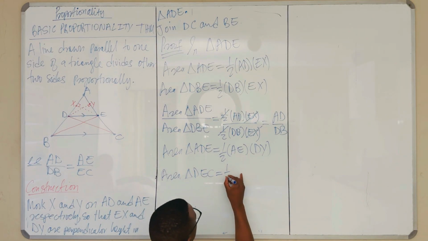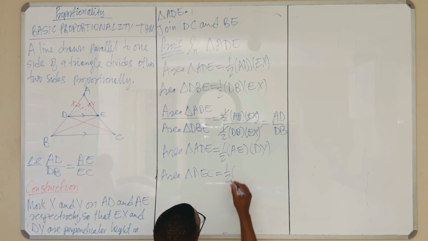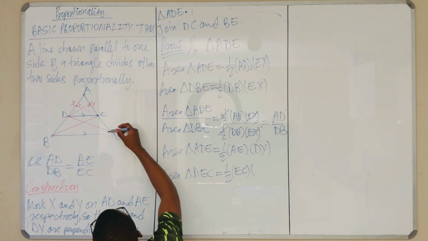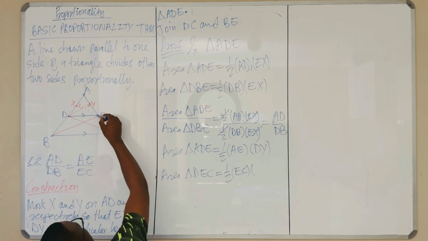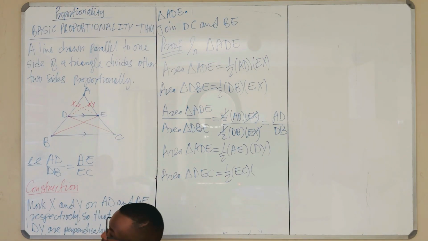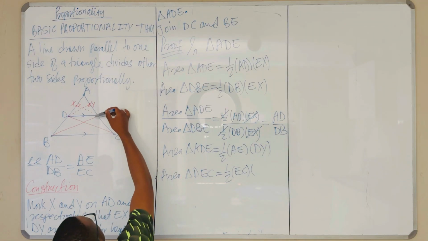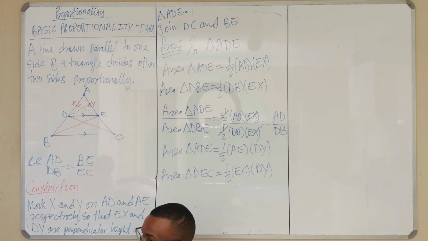It's going to be half of what? Half EC times the perpendicular height. What is the perpendicular height of that obtuse triangle? If you say it's triangle DEC, you can see this triangle over here. Where is this perpendicular height? This is an obtuse triangle, so the perpendicular height is DY. So it's going to be half EC times DY. Once you are here, you take a ratio of these triangles.